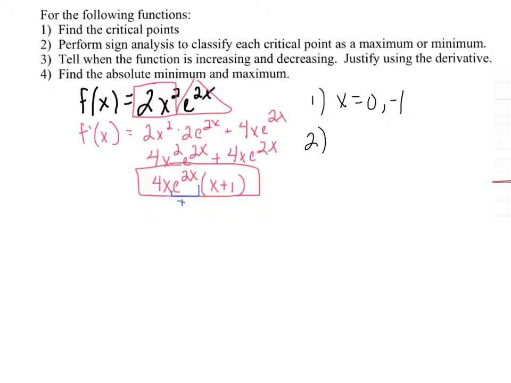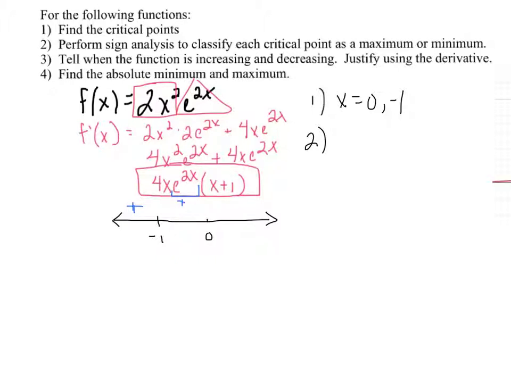Okay, next we're going to do some sign analysis. Well, let me just do that right down here. Negative 1 and 0. And just remember, e to the 2x is always positive. If I plug in a big negative number, 4 times a negative is negative, big negative plus 1 is negative, so I have negative times positive times negative, that is positive.